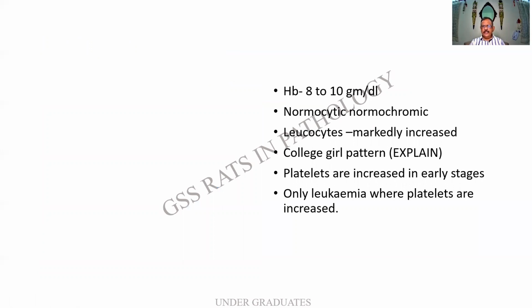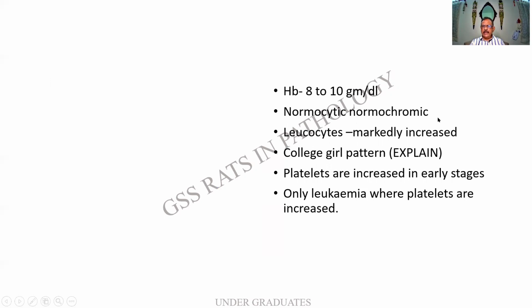What are the general features? Always in hematology, there are two components that you should write. What are the general features? And then what are the features specific to that particular question? These again are divided into peripheral blood picture and bone marrow picture. In the peripheral blood, I will be able to see a mild anemia, 8 to 10 grams in the early stages. And it is a normocytic normochromic anemia.